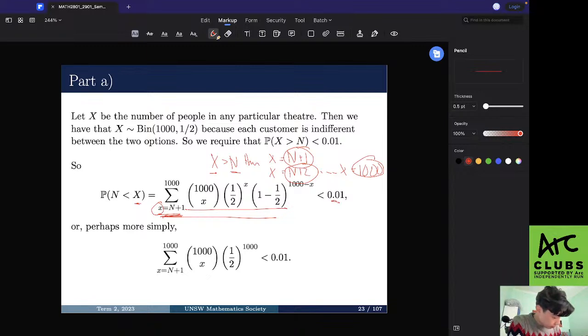So what we notice is that we have a 1 minus a half here, and 1 minus a half is just 1 half. We can take this and put it into one term of a half to the power of 1,000. So this is our final condition. It's a sum from x equals n plus 1 to 1,000 of 1,000 choose x times a half to the power of 1,000, and we want to make sure that this has a probability of less than 1%.